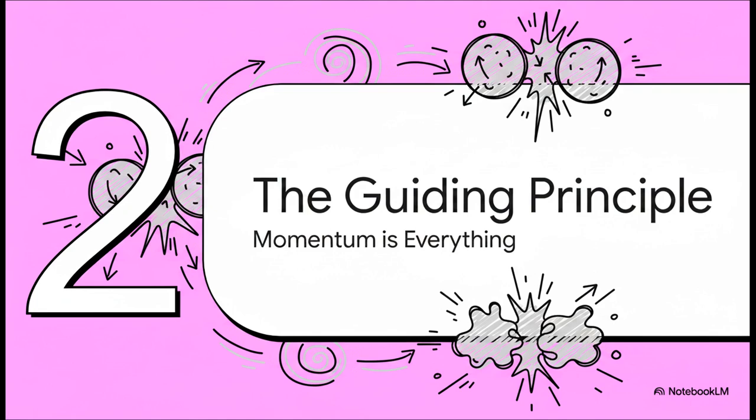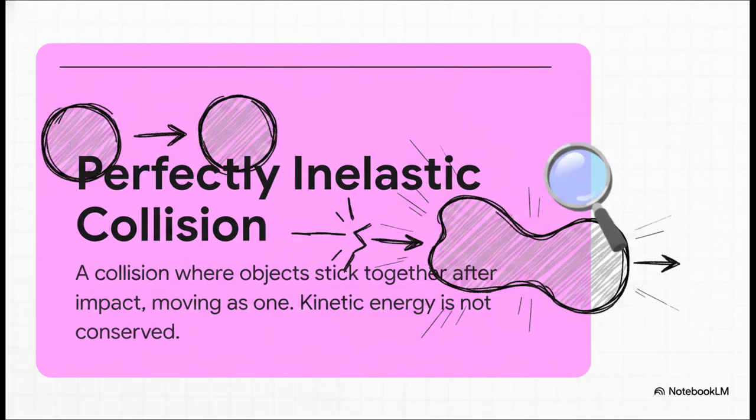The whole solution of this problem really hangs on a single, super powerful idea. And you know what? The problem itself gives us a huge clue about what it is by telling us the kind of collision we're dealing with. The problem says it's a perfectly inelastic collision. Now, that might sound complicated, but in plain English, it just means one thing. They stick together. After they smack into each other, they become one single blob moving off with one shared velocity. That makes the after picture way simpler.